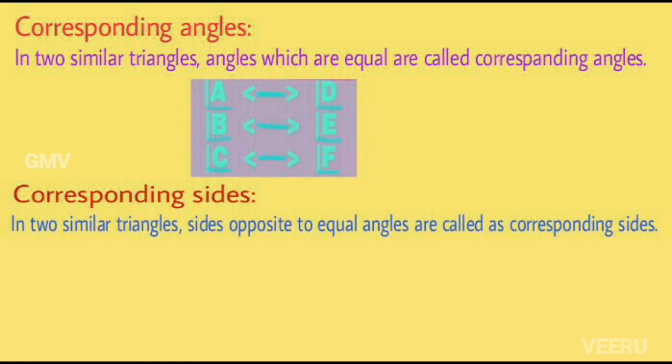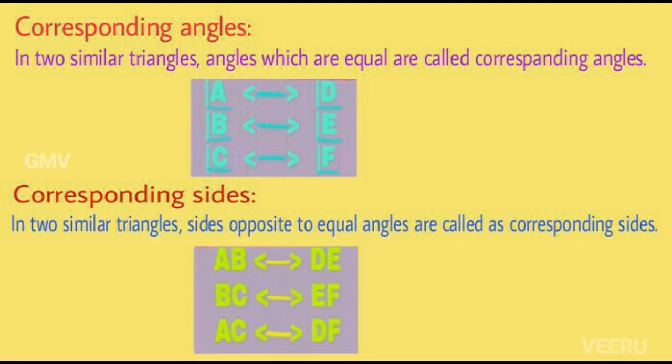In two similar triangles, sides opposite to equal angles are known as corresponding sides. If triangle ABC is similar to triangle DEF, then AB corresponds to DE, BC corresponds to EF, CA corresponds to FD. These are the corresponding sides because these are opposite to equal angles. It means angle C is equal to angle F, hence their opposite sides AB and DE are the corresponding sides.